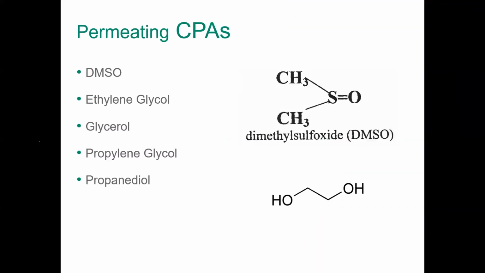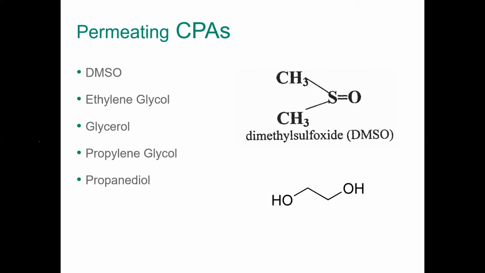So the permeating cryoprotectants, this is just an example. There are more that can be used, but the most common ones are DMSO, ethylene glycol, propylene glycol, propanediol, and glycerol, which is the least used. It was tested before, but because of its glass transition, related to the high temperature and the rate of cooling, it is less commonly used in vitrification of oocytes and embryos.